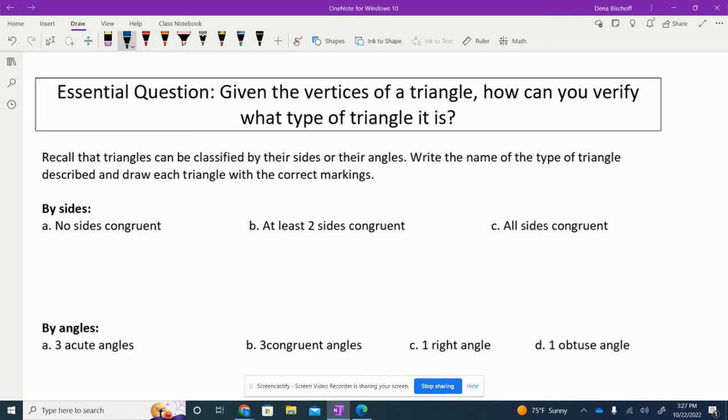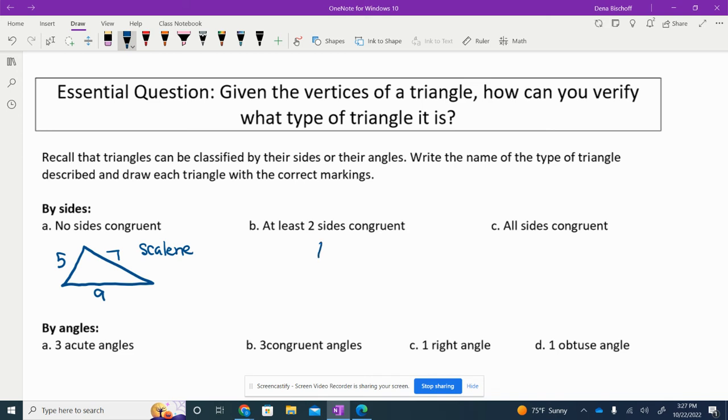If I have a triangle and none of the sides are congruent, that is something like this. If I called this maybe 5, 7, and 9, none of the sides have the same measure. This is scalene. No sides are the same.